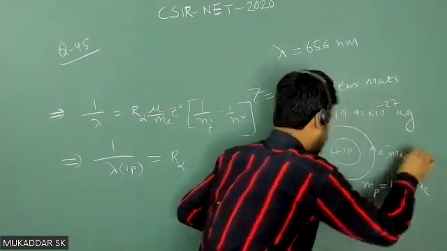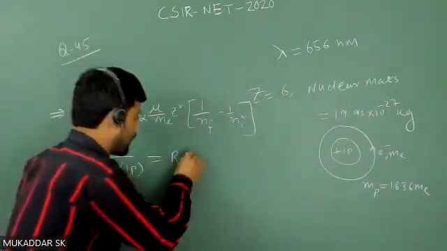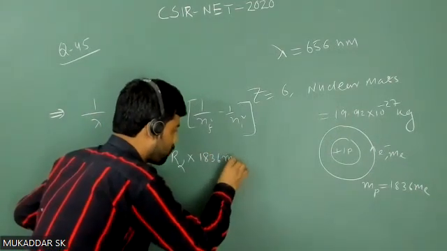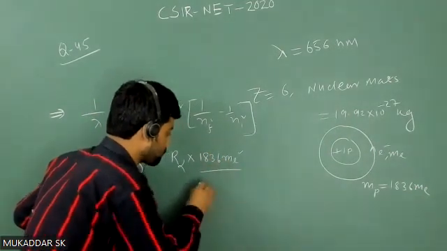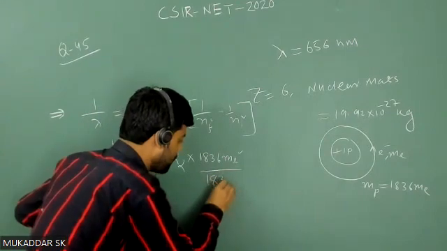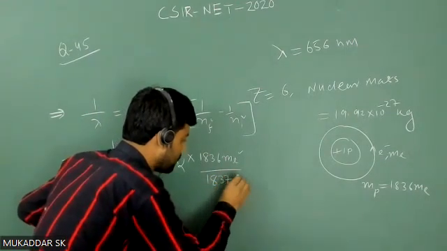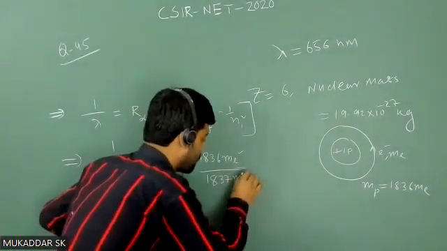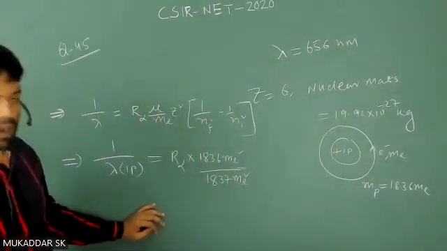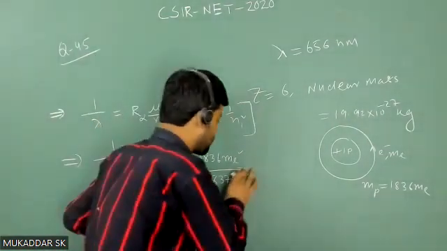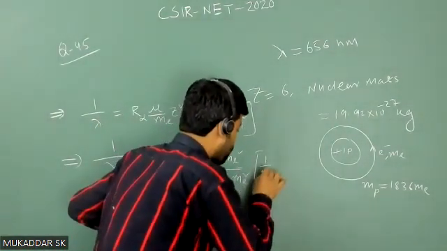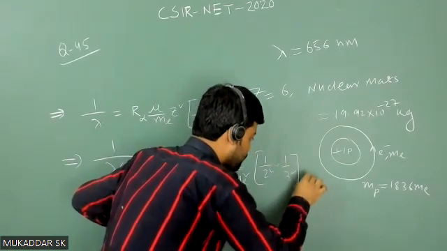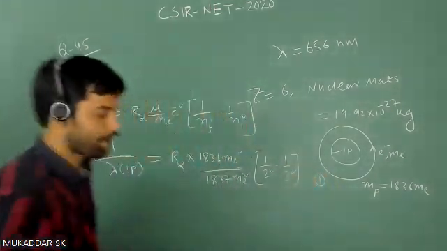So you have a two particle system with masses 1836 times me and me. I can calculate the reduced mass as m1 into m2, that is 1836 times me square, divided by m1 plus m2, that is 1837 times me, which gives me. And of course for hydrogen atom, Z will be 1, so 1 square, and you will have 1 by 2 square minus 1 by 3 square. Let us take this as equation number 1.